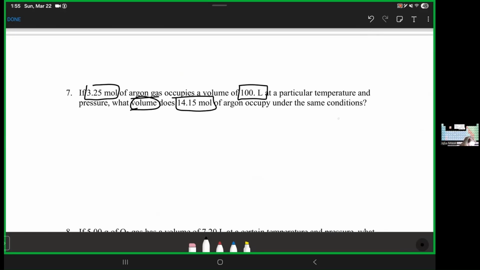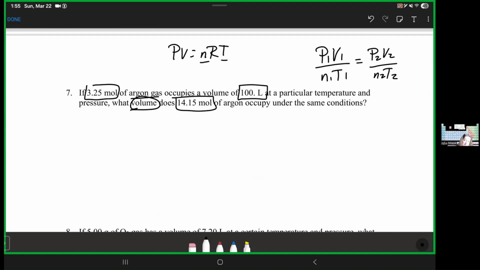Okay, so I know I've been leaving the moles out of that combined gas law. If we put moles in there, it goes on the bottom with temperature. Because in PV equals nRT, your n and your temperature are on the same side, so they go in the same place on there. Okay, and if we look at this, we've been given volumes and moles. We have not been given pressures or temperatures, so we can ignore the pressures and temperatures in that equation.